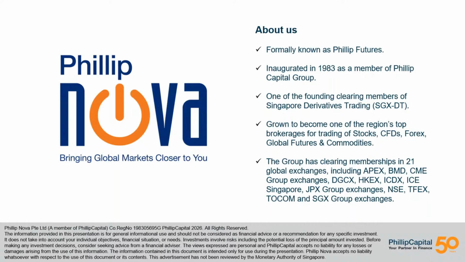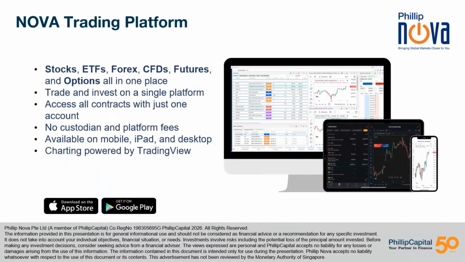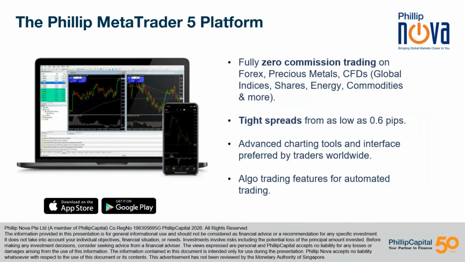And a little bit of introduction about our company. So Philip Nova, previously known as Philip Futures, was established in 1983 as a member of Philip Capital. And nowadays we are also expanding to multiple assets, including stocks, CFDs, forex, global futures, and commodities. We offer two platforms. One is the Nova Trading Platform, which offers stocks and ETFs, and another is the platform we will talk more about today, which is for OTC derivative trading. And it offers powerful, convenient features, including zero commission trading and also very tight spreads for all the products.